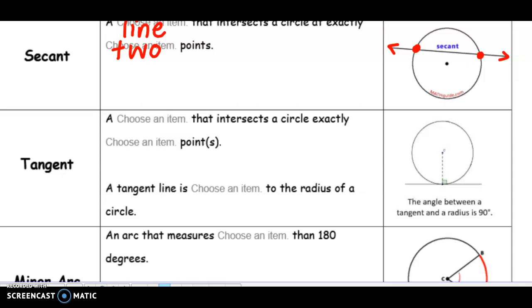The next term is tangent. A tangent is a line that intersects a circle at exactly 1 point. This point is called the point of tangency.